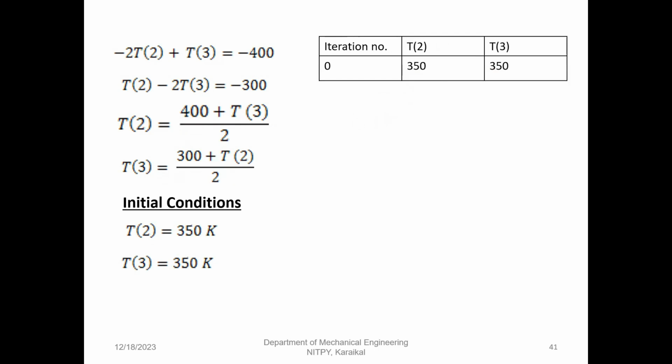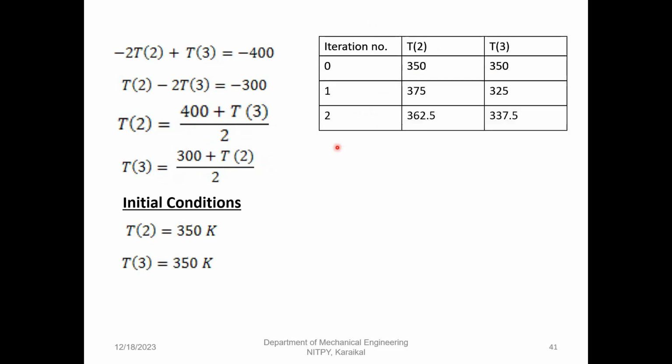What is 400 plus 350 by 2? That's the first equation. 375. 300 plus 350 by 2? 325. So that's where we'll be moving to. Now you go to 375 and 325. Next, you assume T2 is 375. 300 plus 375 by 2, you go to 362.5. Here 325 plus 400, 337. So we'll be going on substituting these values again and again.